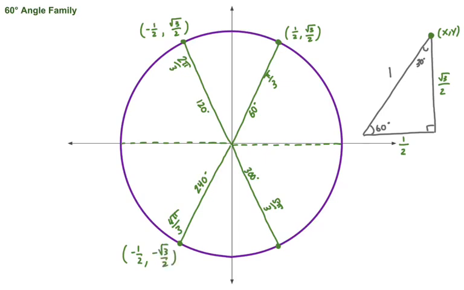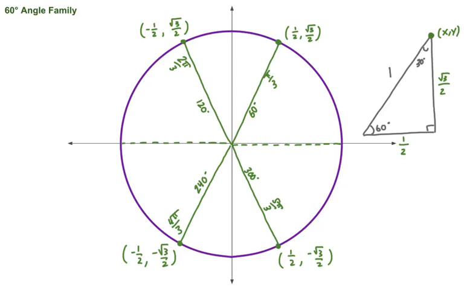Okay, x is always going to be 1/2, y is always going to be root 3 over 2, and then the sign changes depending on the quadrant. In the fourth quadrant, x is always positive, y is always negative. So those are the 4 points that are related to the 60-degree angle family sitting on the unit circle.